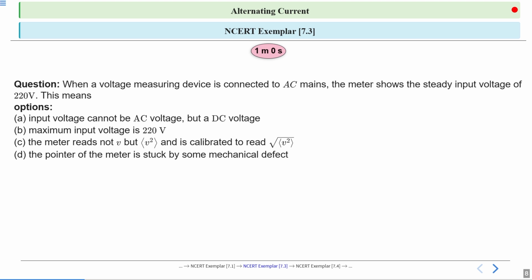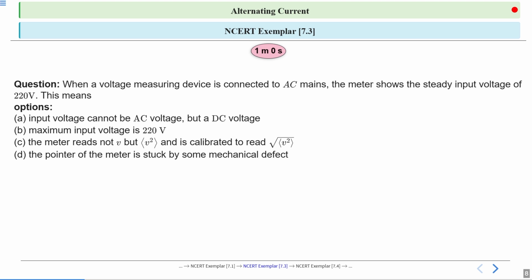This is the mean square value. So the meter is reading the mean square value, not V, and it is calibrated to read the root mean square value. That is what option C is saying. D option: the pointer of the meter is stuck by some mechanical defect.